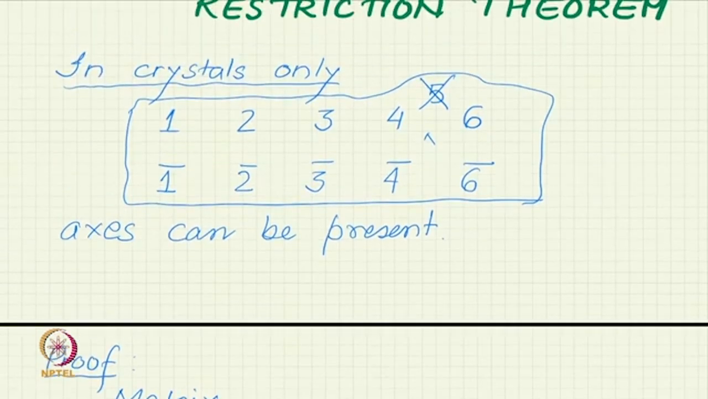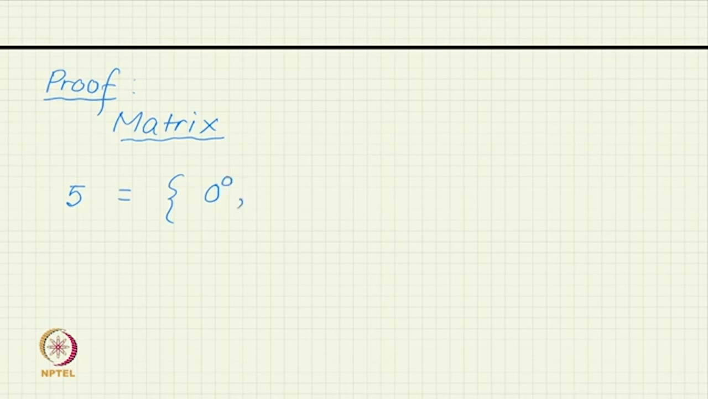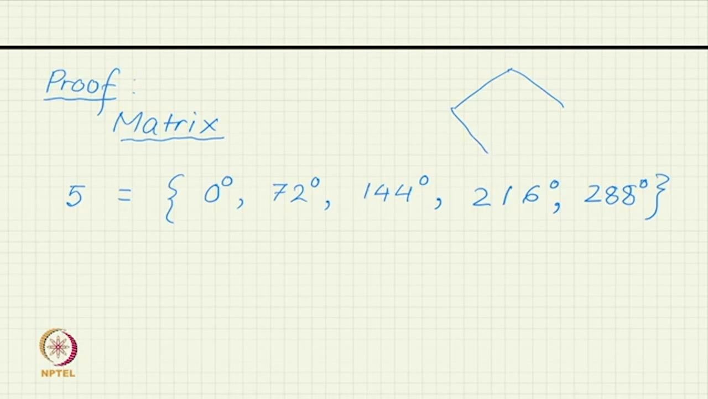Why is this restriction coming? What is special about a crystal which is not there in a regular octagon? Point groups have to exist. So, 5-fold axis is a point group. There are 5 rotations if you consider a 5-fold axis: 0 degree, 72 degree, 144 degree, 216 degree, 288 degree. These rotations will bring the pentagon into self coincidence.